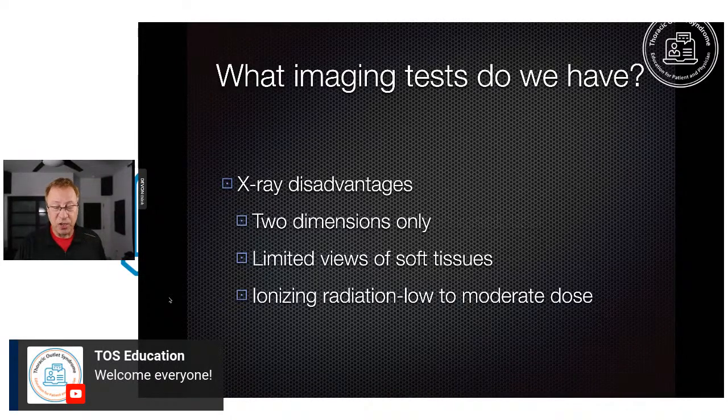X-ray disadvantages, they only show two dimensions, front to back, or maybe side to side. So when you have structures overlapping, it's very hard to tell which one is in relation to the other one. The soft tissues, as I mentioned, very limited views, and it does give you a small dose of ionizing radiation, the kind of radiation we like to stay away from unless we really need it. In this case, depending on the body part you do the X-ray on, it can be a low dose or a moderate dose.